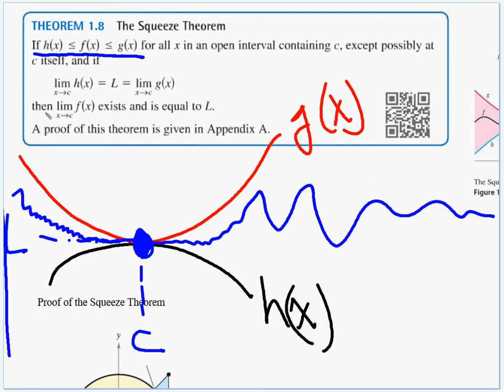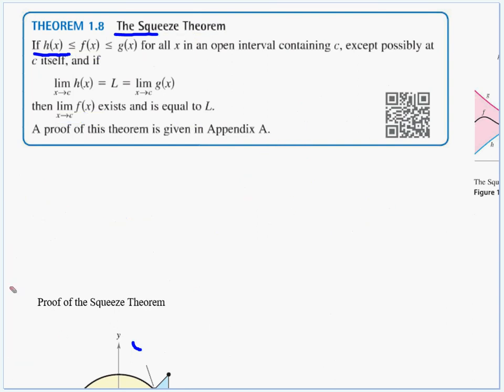functions. So they call this the squeeze theorem because g of x and h of x squeezed f of x in between them at that same point. So we're assured, again, that the limit does exist. It does exist, and it's also equal to L, just like the other theorems.